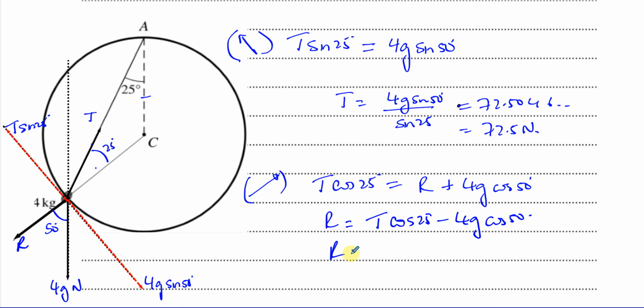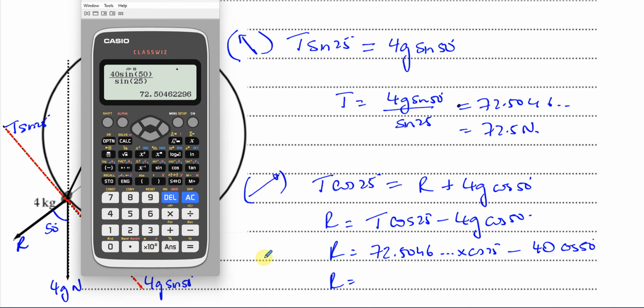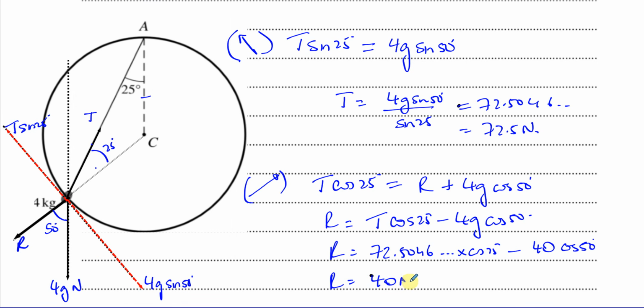And we already found what T is. T is 72.5046. We can use that exact value, times cosine 25 minus 40 times cosine 50. We'll use G as 10, and we get the answer. So now, so we don't lose any accuracy, I can keep this answer. So I'll say answer times cosine 25 minus 40 times cosine 50. And that should give us the answer 40 that we had before, and it does. Good. So it gives us exactly 40 newtons.